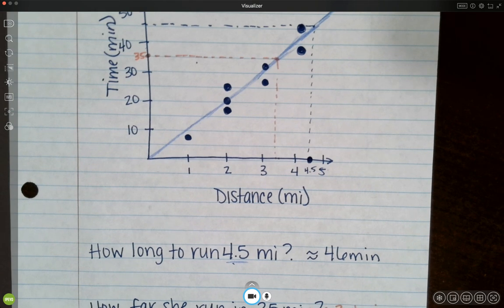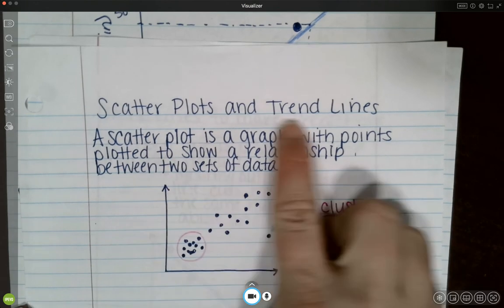All right, so hopefully this helped you out with scatter plots and trend lines.